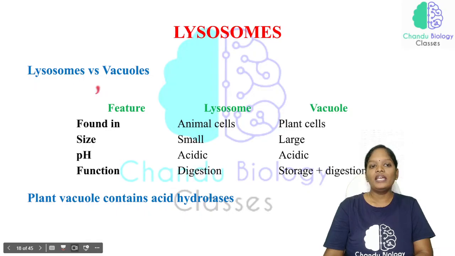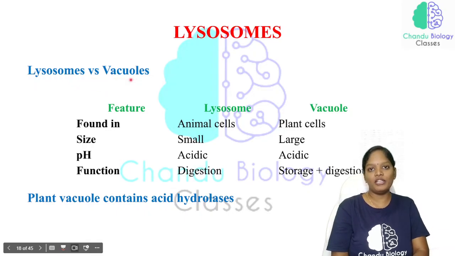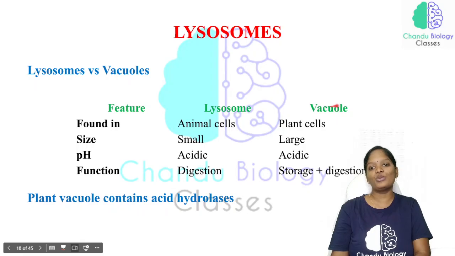Now see here, the lysosome versus vacuoles. What is the difference between them? As we have mentioned before, the lysosomes are absent in plants. Why? Because vacuoles are present in plants, and the vacuole does the same function as the lysosome in animal cells. Now what will be the difference between the lysosome and vacuole?